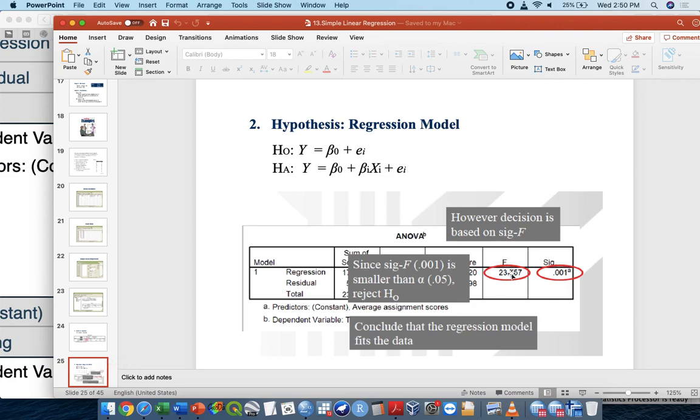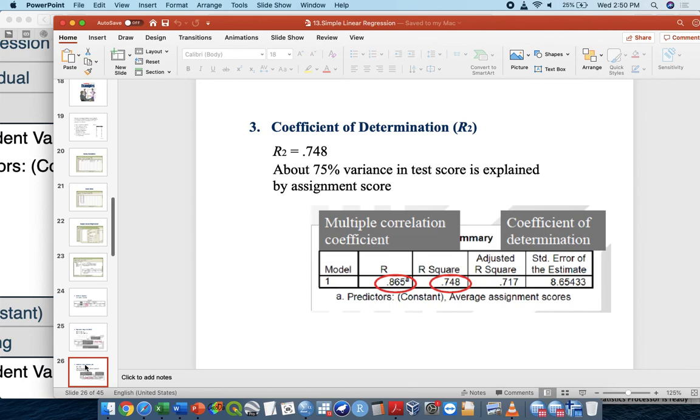You see this one? Since the F is less than 0.01, therefore we reject the null hypothesis and conclude that the regression model fits the data. That means the model of the X towards predicting the Y is fitting. It's a good fit. Fit means sehat, or bagus, or good, something like that. Okay, the next one, the coefficient of determination. This is actually the descriptive.